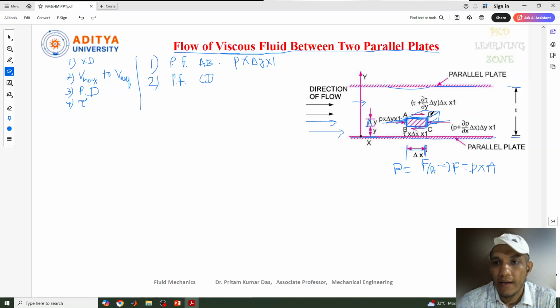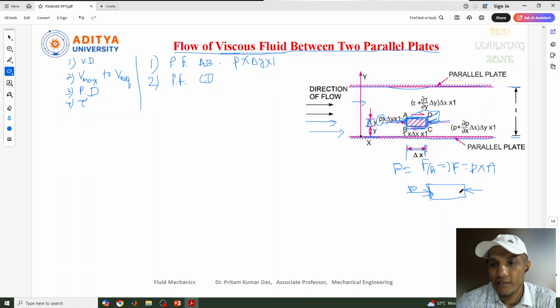Similarly, on the reverse side CD, a reverse force is going to act, which will be opposite to this force. Then only we can say it is in equilibrium condition. What pressure force is going to act on the CD surface? Suppose a pressure P is applied here at this particular area. At the other end, the same pressure is not going to be there.